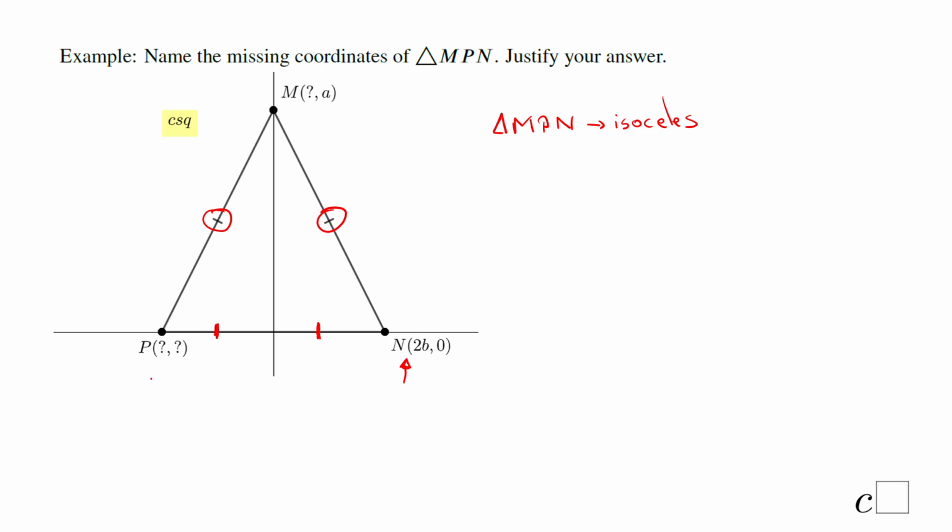So what are going to be the coordinates for P? That is going to be negative 2B and 0, because they have to be congruent. So we identify the coordinates of point P. We have one more point, and we notice this point is on the y-axis where the x-coordinate is 0. So here we have 0 and A. And that's it for this problem.